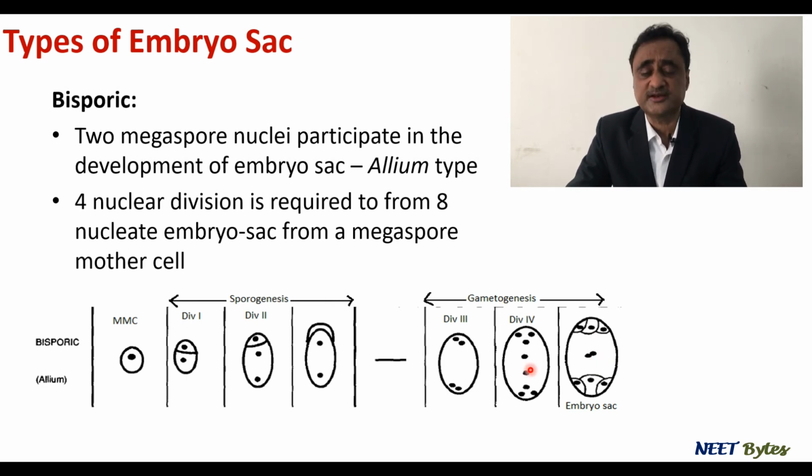But the difference is that here we see only 4 nuclear divisions, right? And to begin with, it is the 2 megaspore nuclei that are participating in the formation of the entire embryo sac. That's why we are calling them bisporic. Okay, and that is a typical Allium type. This Allium type is also known as bisporic. I hope the very concept of bisporic is absolutely clear.